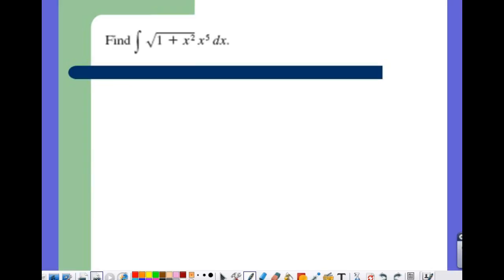All right. Remember, you want to replace the complicated pieces. So I want to get rid of what's under the radical. So let my u be 1 plus x squared. Then my du becomes 2x dx.